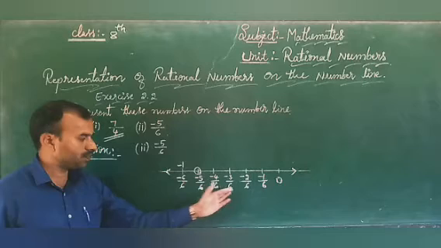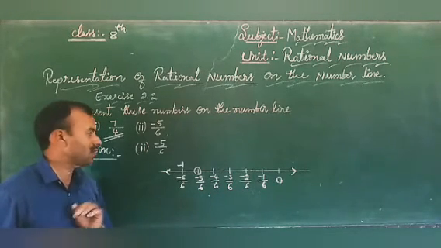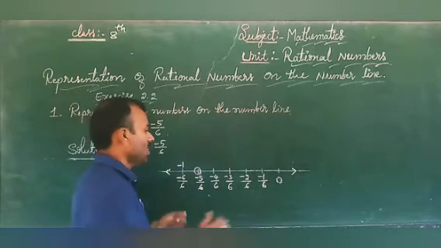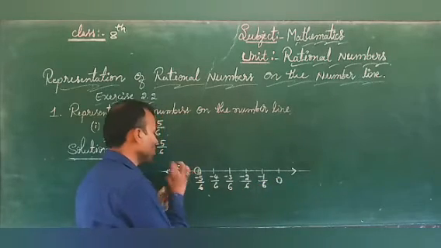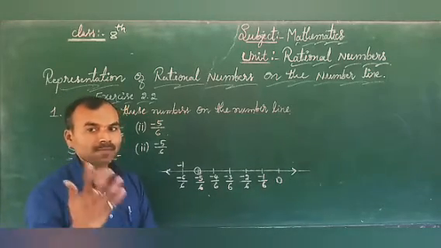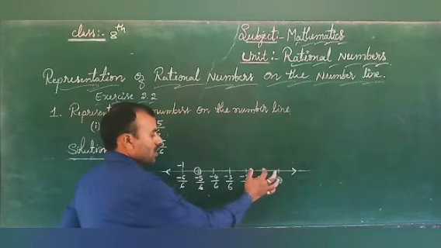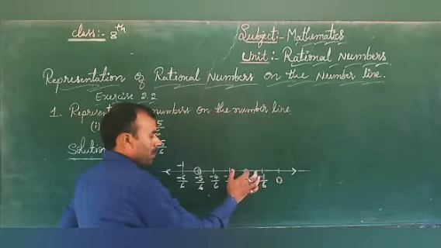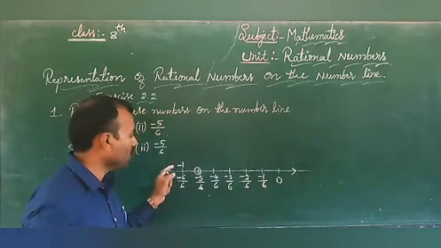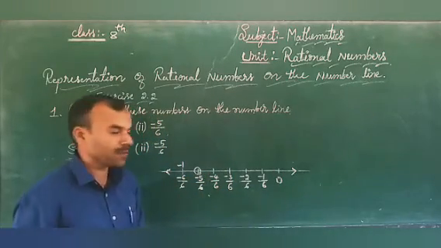0 and minus 1, I write some fractions on the basis of the given number. Okay, dear students, here 0 to minus 1, this part is divided into 6 parts. Here the denominator given is 6. Here 1, this is one part, 2, 3, 4, 5, 6. 0 to minus 1, this part is divided into 6 parts.